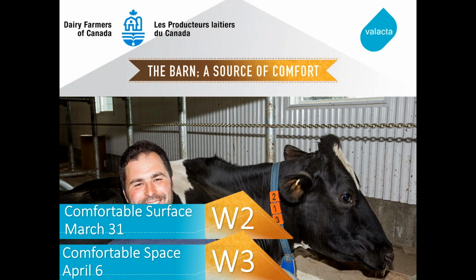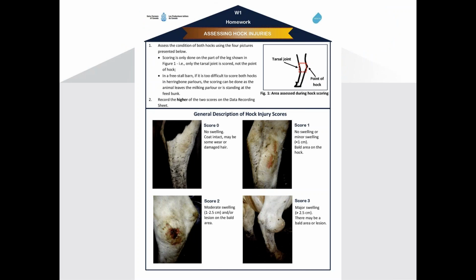But before we leave you today, we have a homework for you. Since maybe you told us that you thought there are not very many hock injuries in your herd, we suggest that you go check just in case, and just choose 20 cows and assess the hind limbs, and pick the hind that has the highest score and note it. The homework is in the webinar documents.